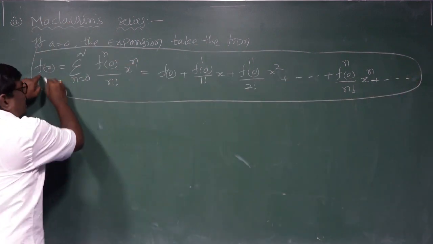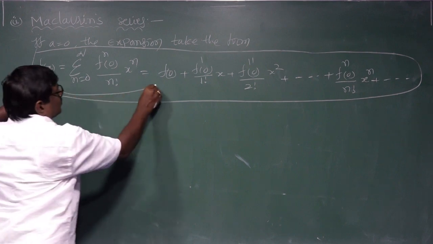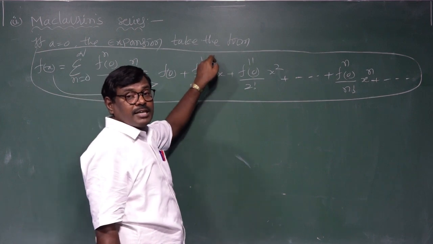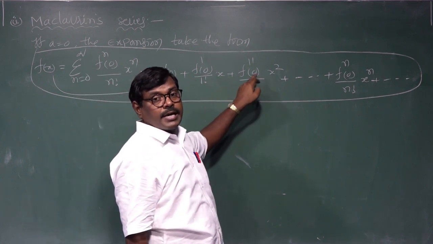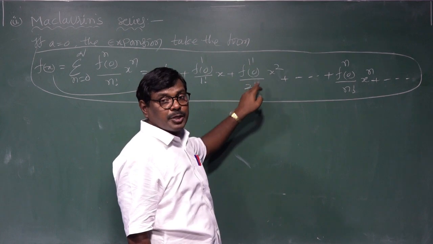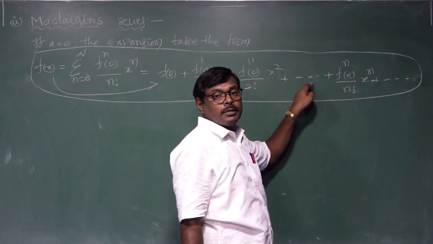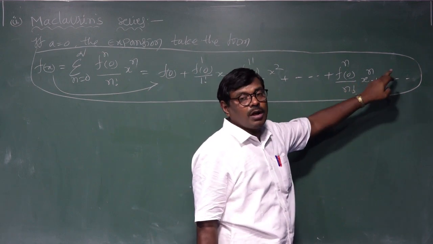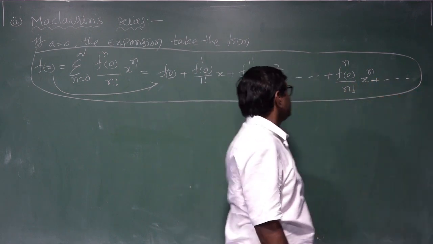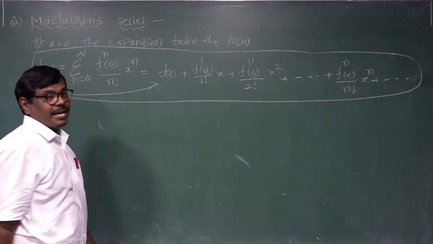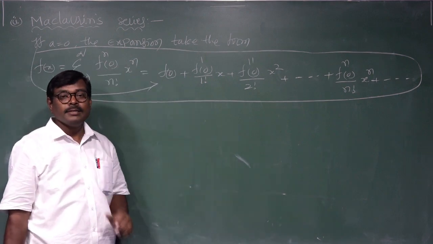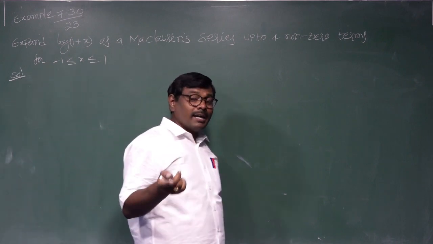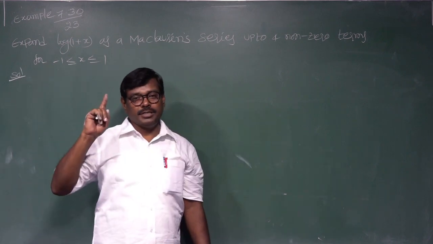This is the Maclaurin series. Directly, f of x equal to f of 0 plus f dash of 0 by 1 factorial into x, plus f double dash of 0 by 2 factorial into x square, and so on, plus f to the power n of 0 by n factorial into x to the power n, plus so on. This is the Maclaurin series. Now the applications of Taylor's theorem and Maclaurin's theorem.